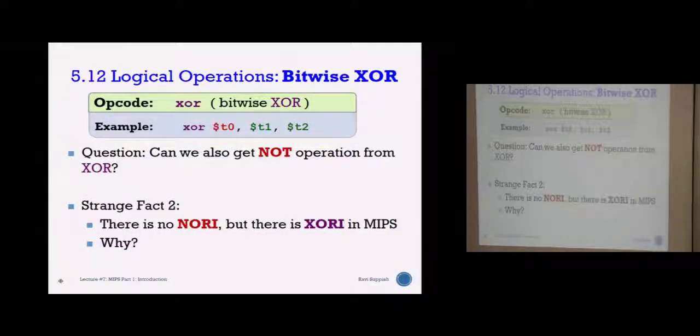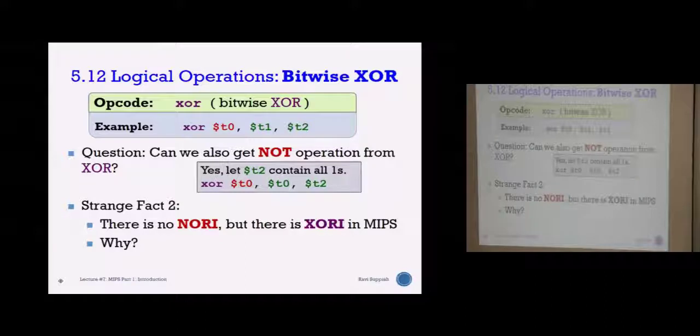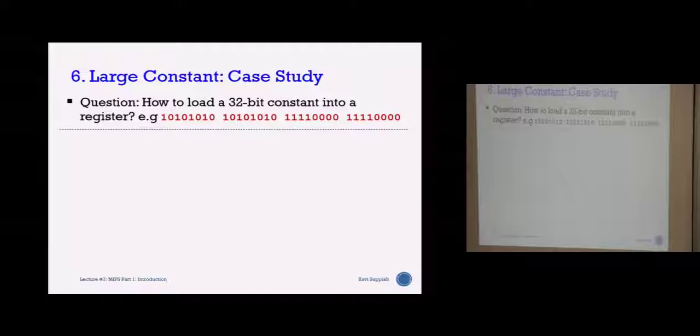Exclusive OR. You can also do a NOT operation using exclusive OR over here. So T0, exclusive OR with T2, put back in T0, you can also get a NOT operation, an inversion operation. Again, these are some of the things for you to think about. We will let you think about it before we discuss.